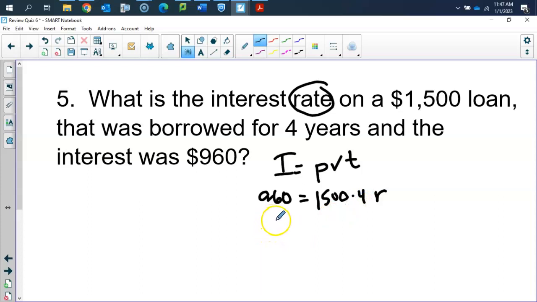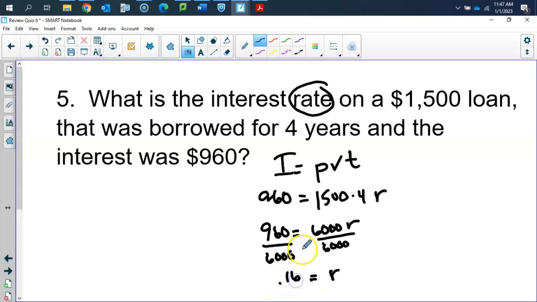So we'll solve for R, simplify the equation. 960 equals 1,500 times 4 is 6,000. Divide both sides by 6,000. And you end up with R is 0.16. Now, you have to realize that we're looking for the rate. So this is a decimal. We need to change that to a percent. So it would be a 16% would be our rate.